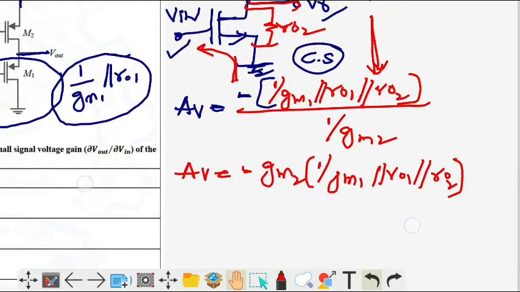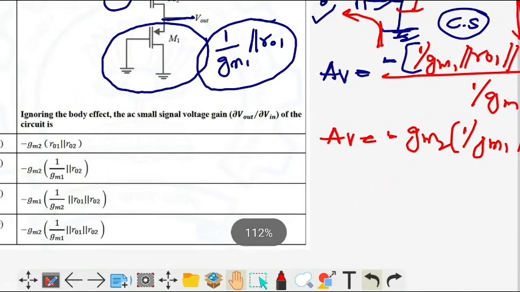So let's see what the answer is for this question. The answer is option D, that is minus gm2 into 1/gm1 parallel with ro1 parallel with ro2. So option D is the correct option for this question.